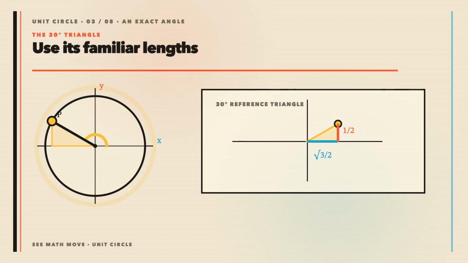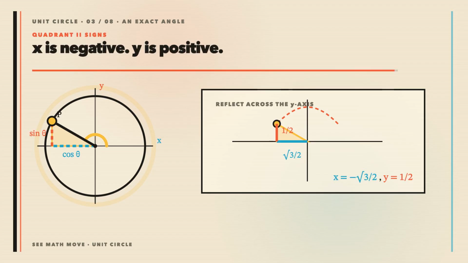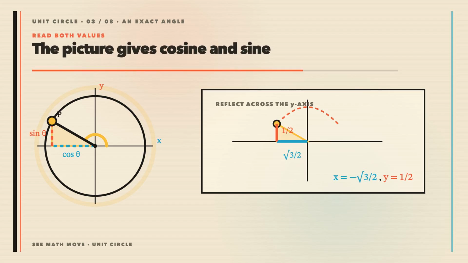The familiar 30-degree triangle has horizontal length square root of 3 over 2 and vertical length 1/2. Reflection across the y-axis preserves both lengths. Only the horizontal direction changes. So x is negative square root of 3 over 2, while y is positive 1/2. Therefore, P at 150 degrees is (negative square root of 3 over 2, 1/2). The coordinate formula now reads both exact trigonometric values directly from the picture.